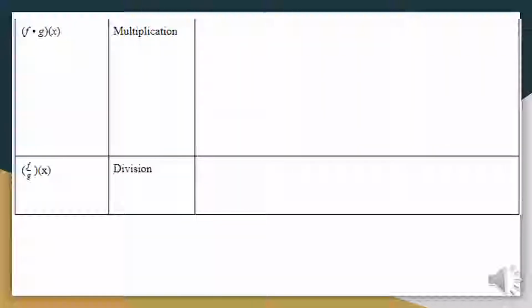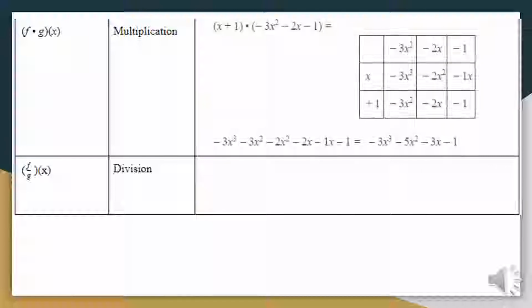Multiplication is a little bit trickier, although it doesn't matter the order again. So like addition, 4 times 2 is the same as 2 times 4. But just for clarity, we're going to keep it as f times g. So there are multiple ways to do multiplication. I prefer the box method as opposed to distribution. Sometimes with distribution, it gets a little complicated, so the box is a clear way of organizing my thinking.